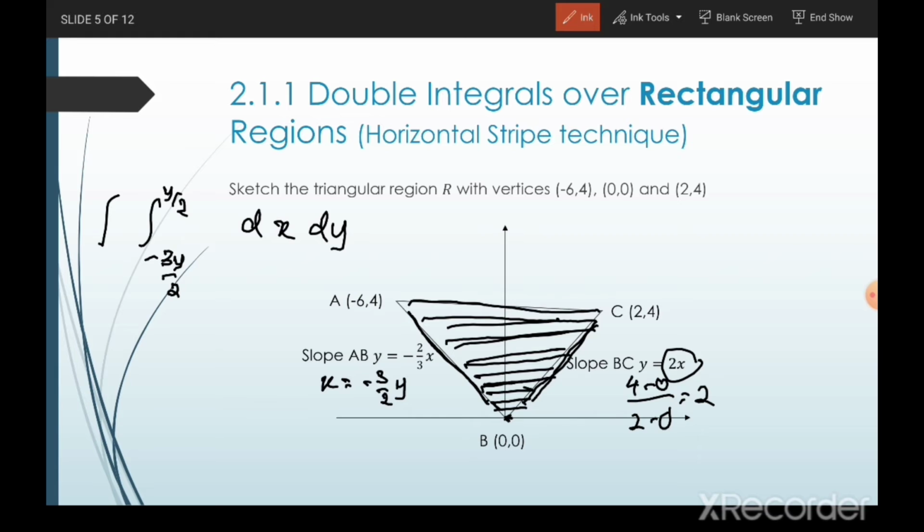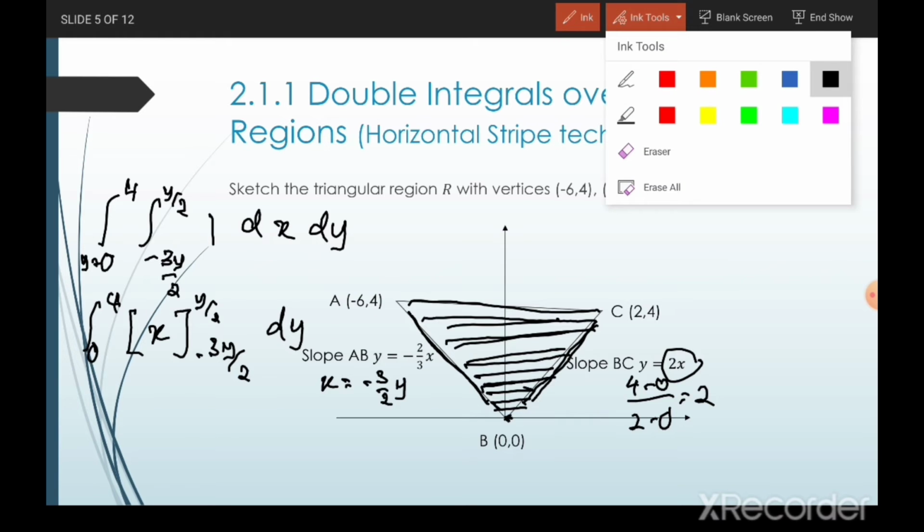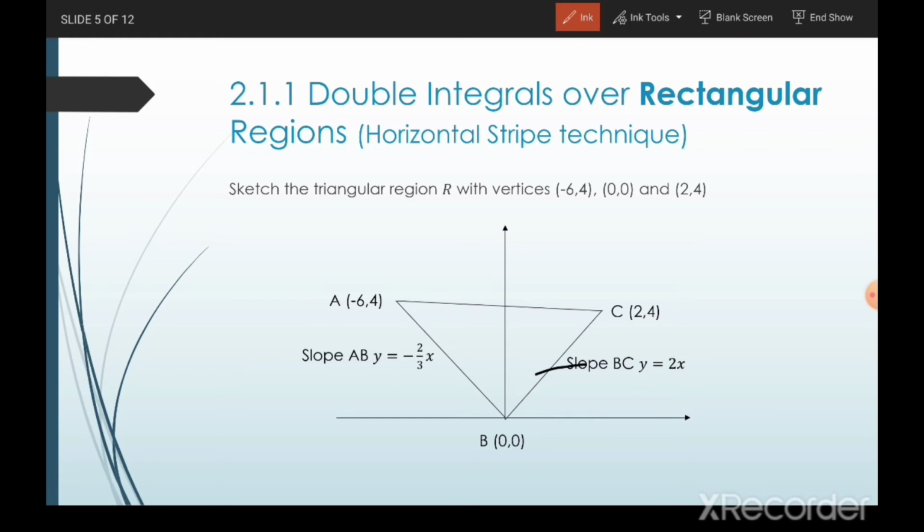Okay, so the interval for y is between 0 and 4. Okay, I'm sorry. Then we integrate. So we have 1 here, so we get x with the interval for x, dy. Then you include the interval.